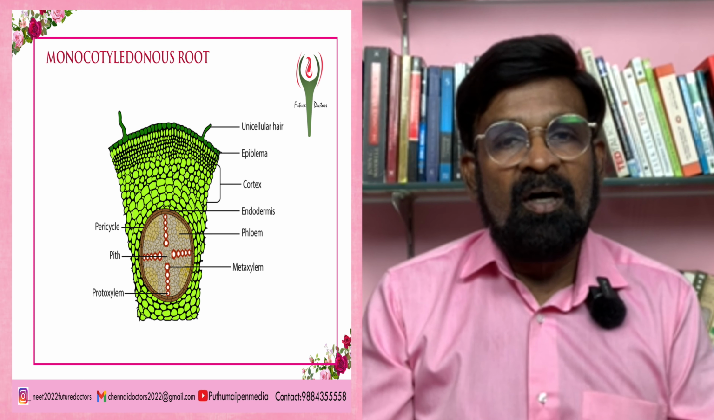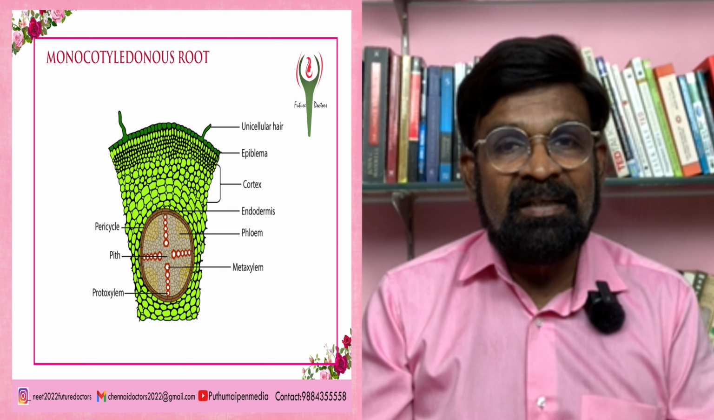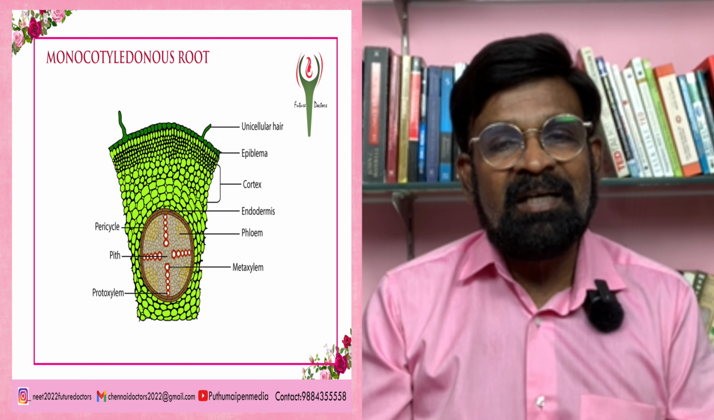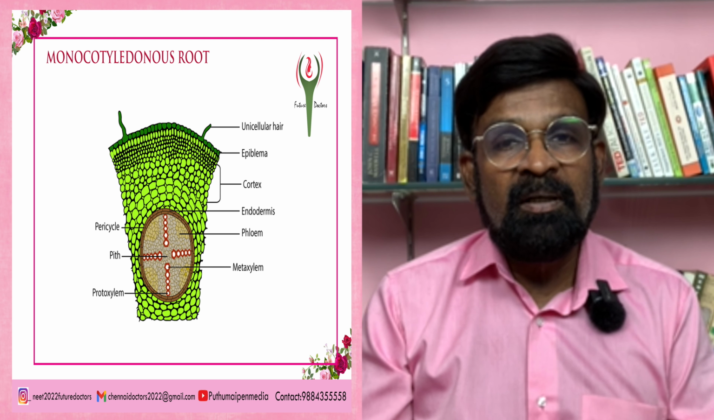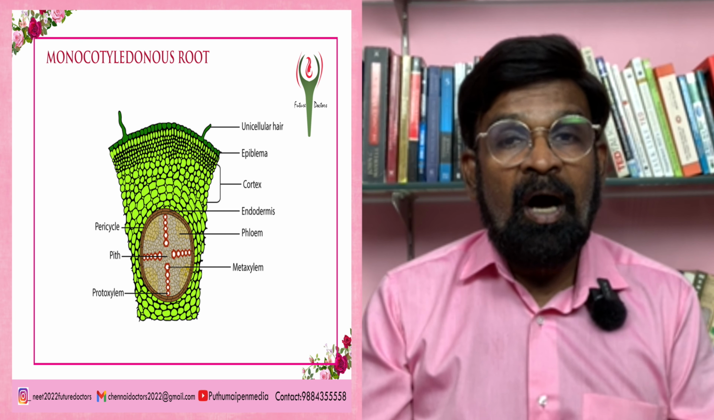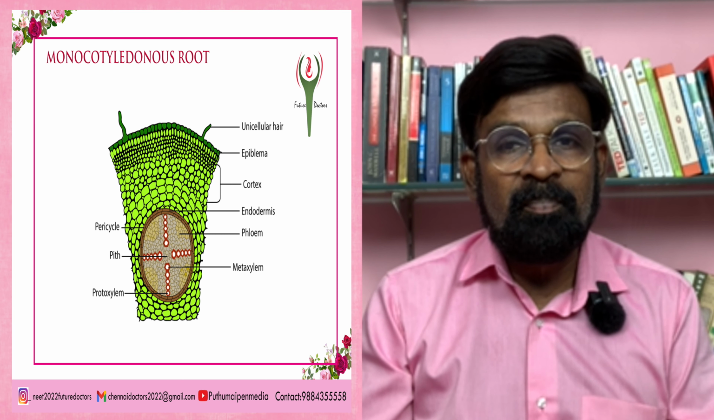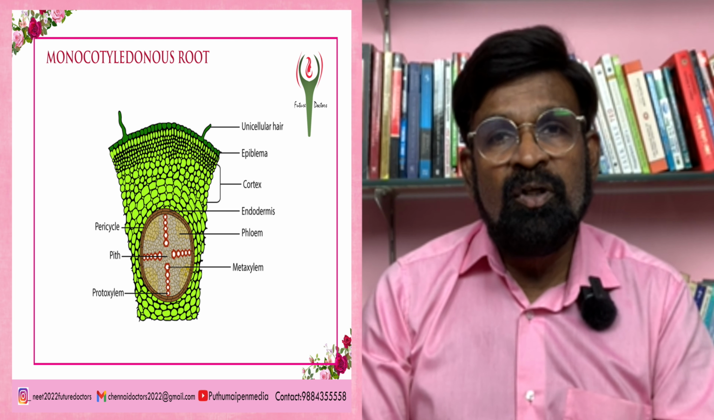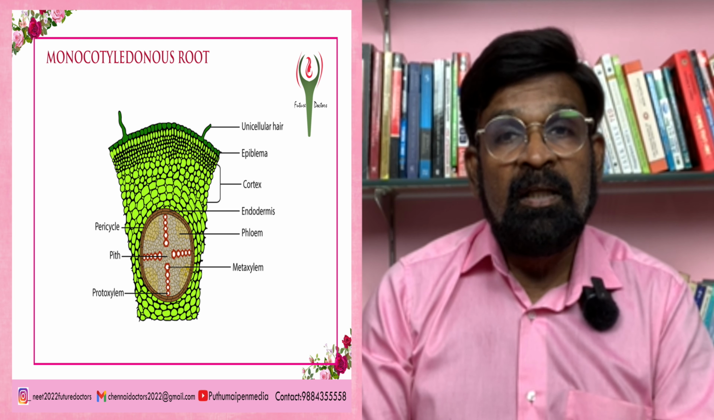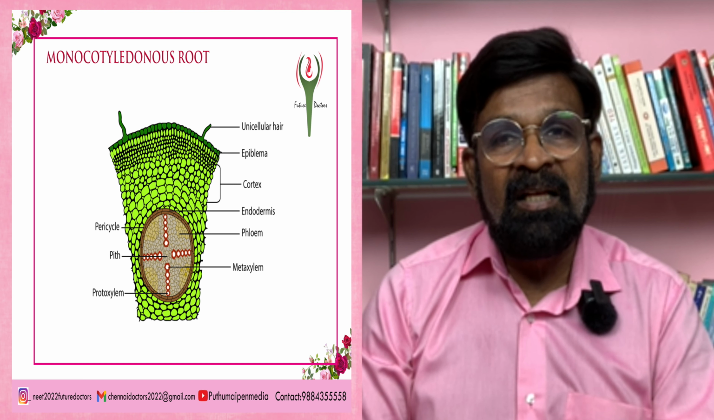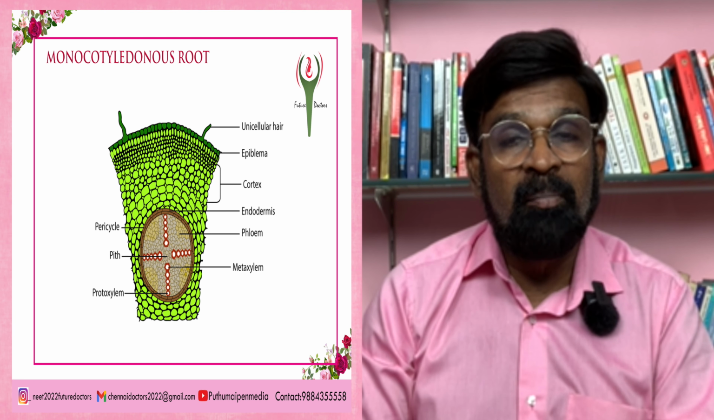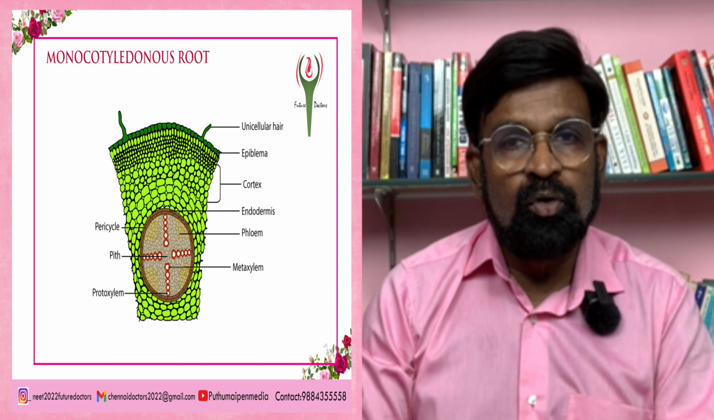Stele. All tissues inside the endodermis, pericycle, vascular bundles and pith form the stele. Pericycle. It forms the outer boundary of the stele. Pericycle may be uniseriate or multiseriate. The pericycle is composed of thin-walled parenchymatous cells in the young root. Later, it becomes thick-walled in many monocot roots.